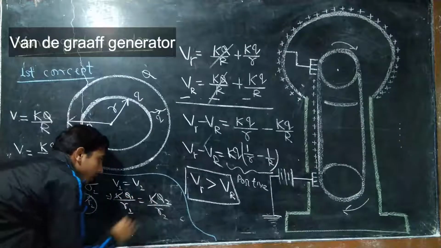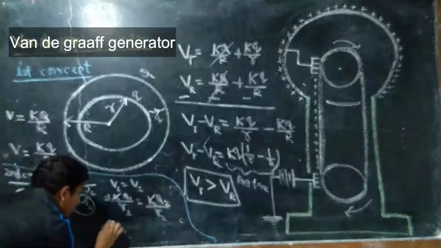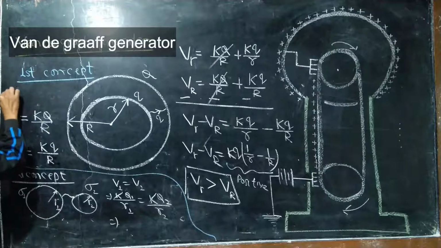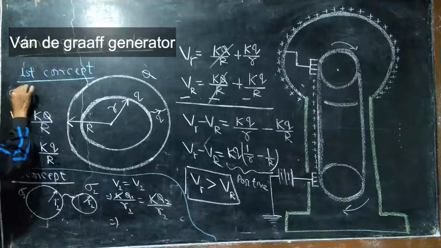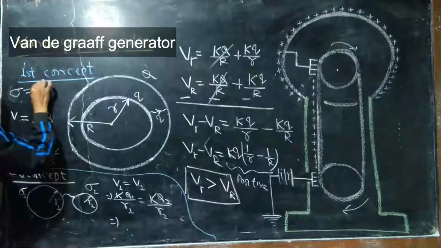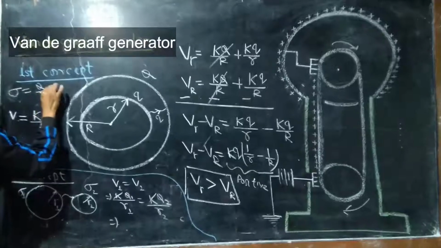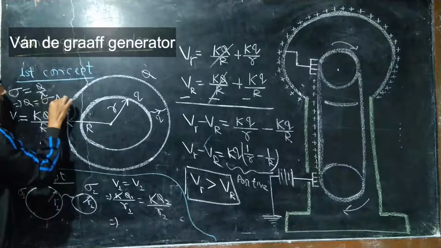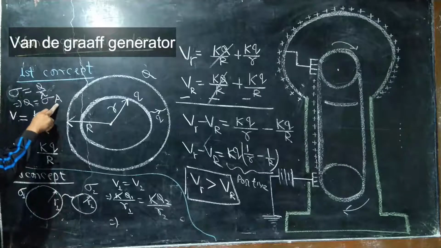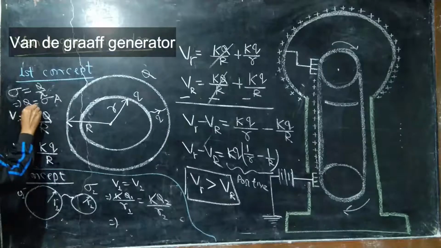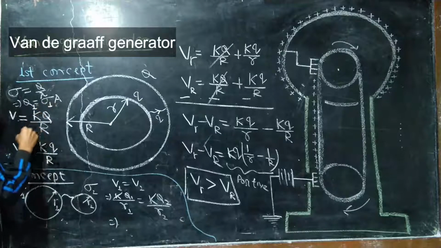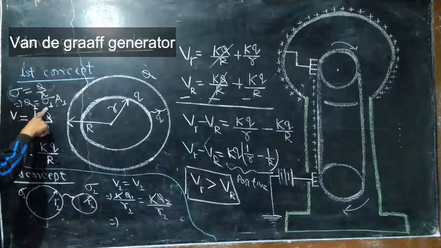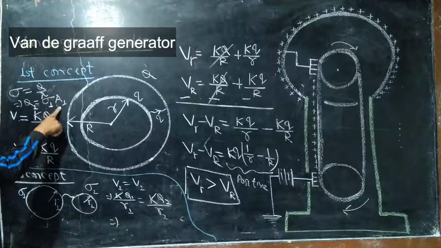This k is cancelled by this k, right? And what is the value of Q1? You know surface charge density sigma is equal to Q by A, right? So from here we can write Q is equal to sigma into A, where A is the area, right? So similarly we can write Q1 is equal to sigma 1 into A1, right?